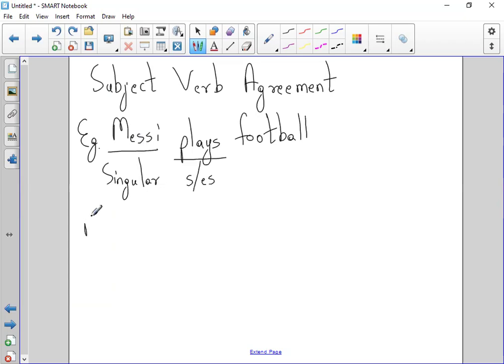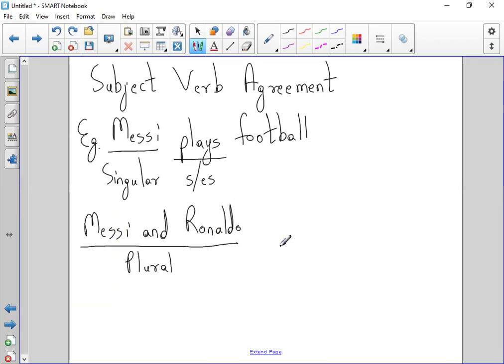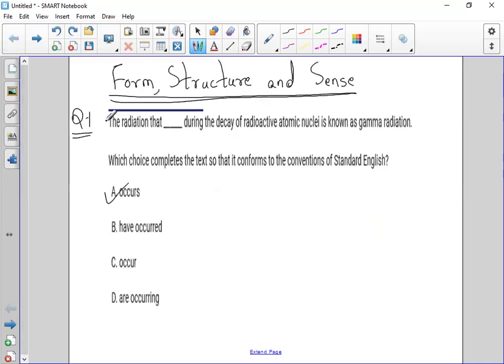Now similarly here, if we say Messi and Ronaldo, so now here the subject is what? Messi and Ronaldo, so it is plural. The subject is plural. So now the verb will not have an S or ES in the end. It will only be play. There will be no S or ES. So similarly, here we are talking about the radiation. So that is singular. And the radiation that blank during the decay of radioactive atomic nuclei is known as gamma radiation. So this is giving us a hint that it is simple present tense. Here the radiation is singular, so that's why there should be an S or ES in the verb. So it will be occurs.